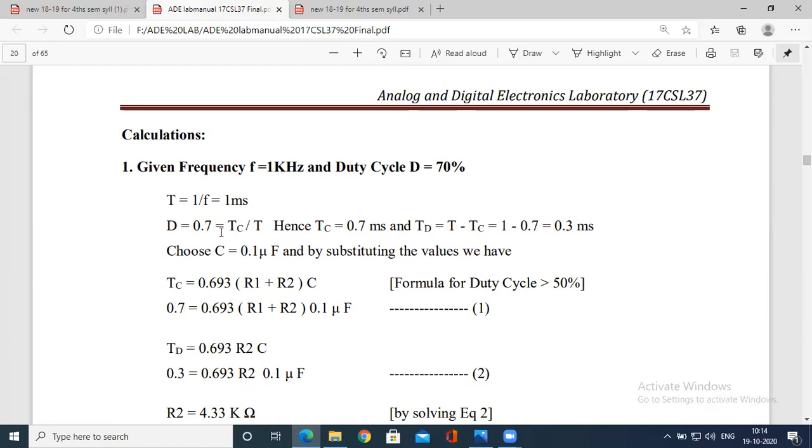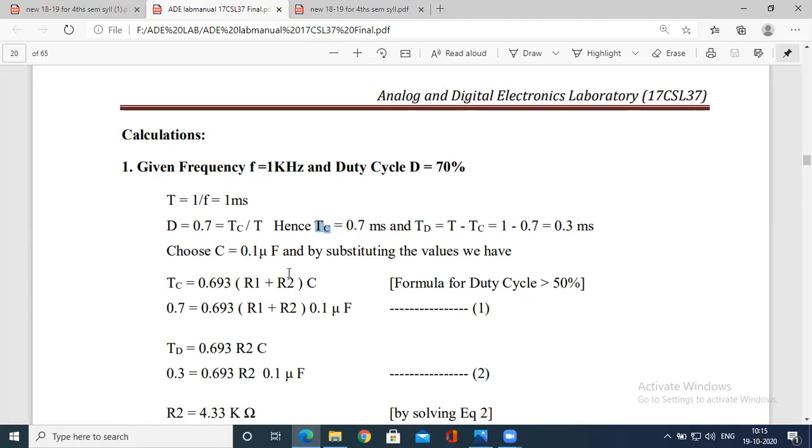So how do you calculate it? The 0.7 duty cycle is nothing but Tc by T. You can calculate Tc. So Tc divided by 1, Tc is calculated as 0.7. Now I need to calculate Td. Sorry, Td is nothing but 1 minus Tc. 1 minus Tc is 0.3. So you have the Tc value and the Td value.